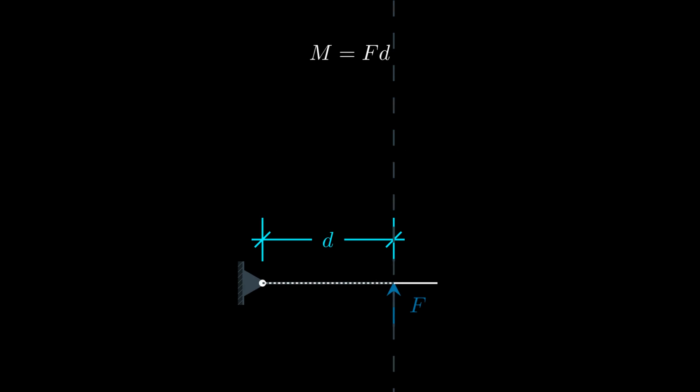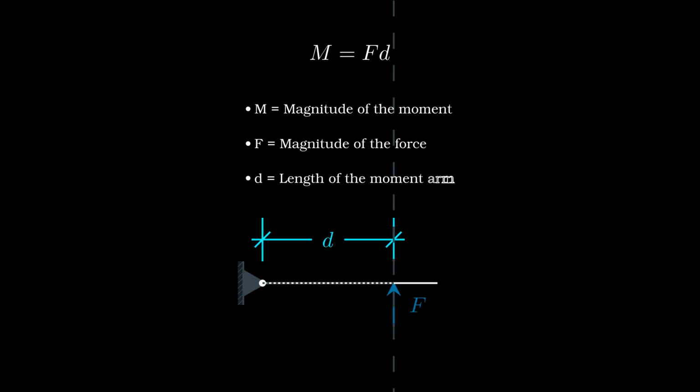To see how these parts of a moment come together, it's helpful to have a way of visualizing the math behind moments. A good way to picture the size of a moment is using areas. This is the equation for the magnitude of a moment, with F being the size of the force and D being the length of the moment arm. Let's draw a rectangle with a length equal to the length of the moment arm and a width equal to the size of our force. The area of this rectangle represents the size of the moment.